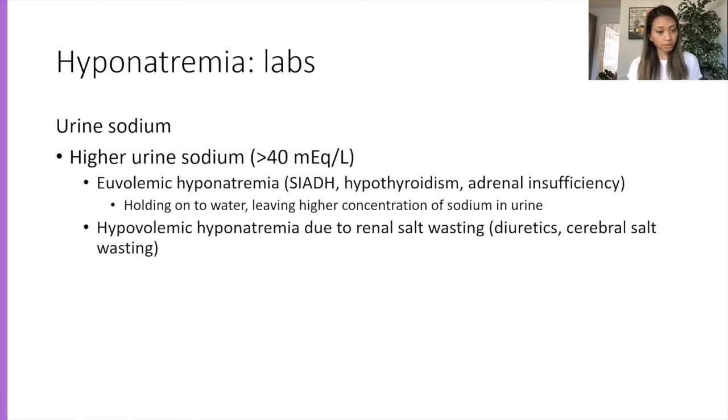If the urine sodium is higher, greater than 40, in euvolemic hyponatremia, it kind of tells you that the kidneys are holding onto water, leaving a higher concentration of sodium in the urine. It can also tell you about hypovolemic hyponatremia due to renal salt wasting, because obviously it's getting rid of the sodium in the urine.